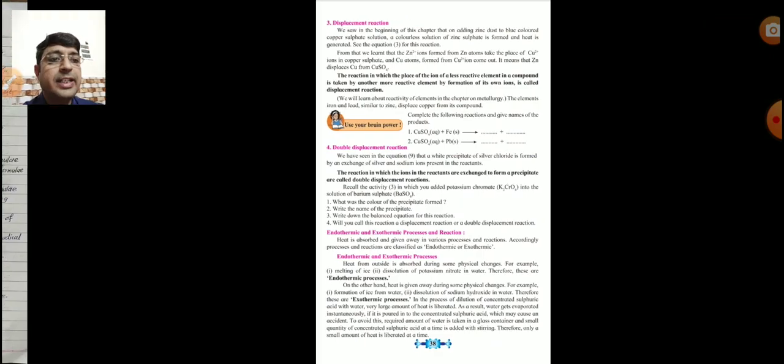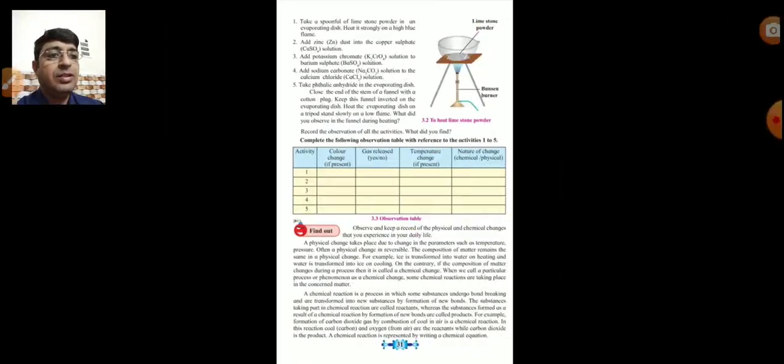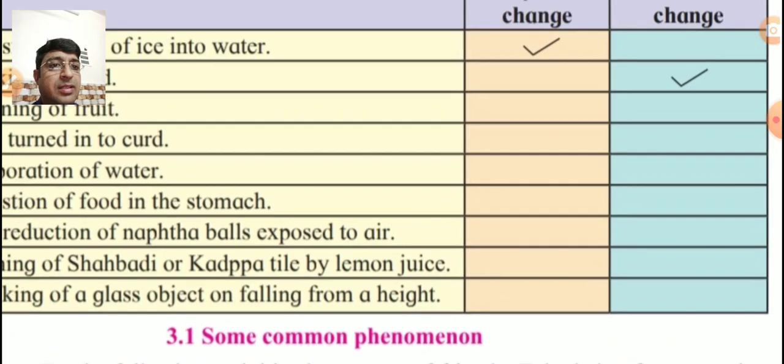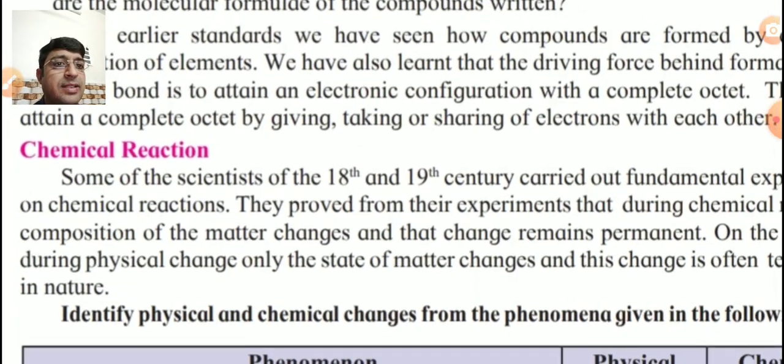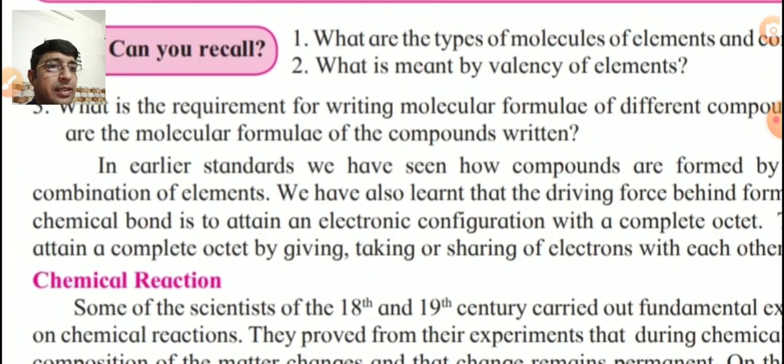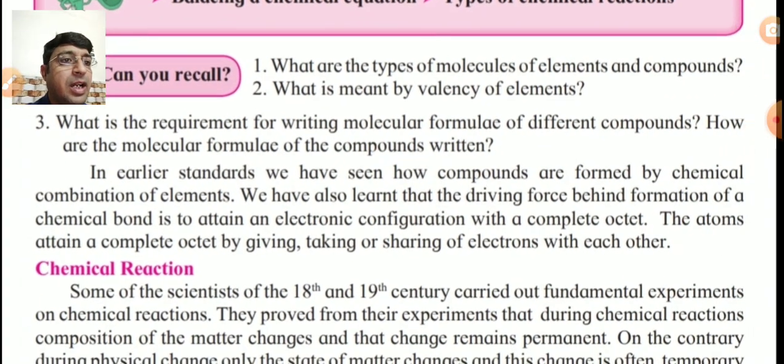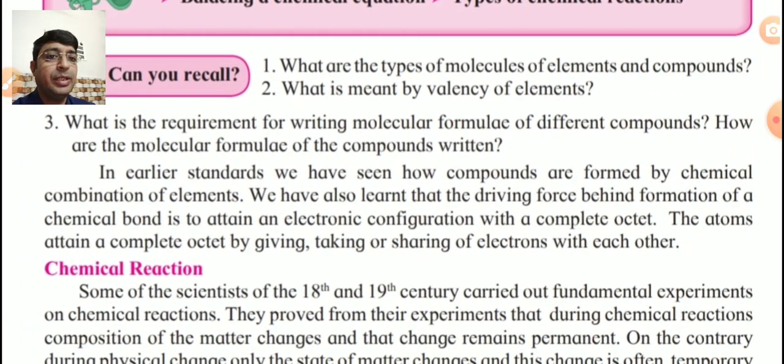Now in our textbook, on that first page, one table is given. So we learn about this. Now it is given here. In earlier standards, we have seen how compounds are formed by chemical combination of elements. We have also learned that the driving force behind formation of a chemical bond is to attain an electronic configuration with a complete octet. The atoms attain a complete octet by giving, taking or sharing of electrons with each other.